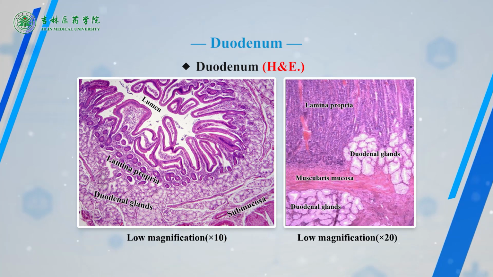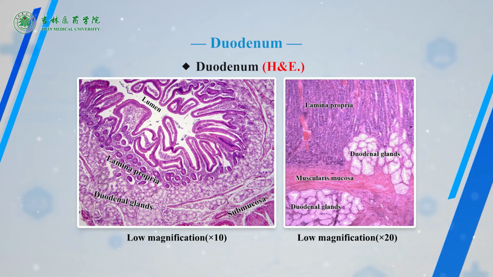The mucosa can be divided into 3 layers from inside to outside. The inner layer is simple columnar epithelium. The layer next to the epithelium is connective tissue called lamina propria, in which there are a lot of intestinal glands, which arise from the invagination of the epithelium and are simple tubular glands.